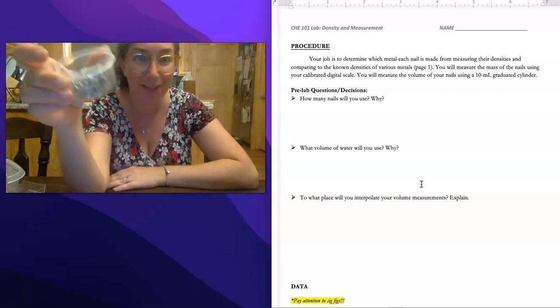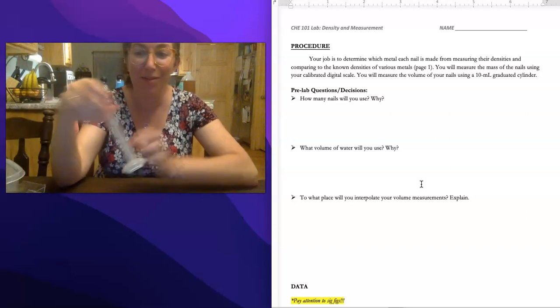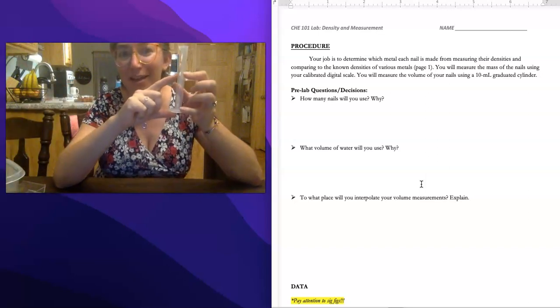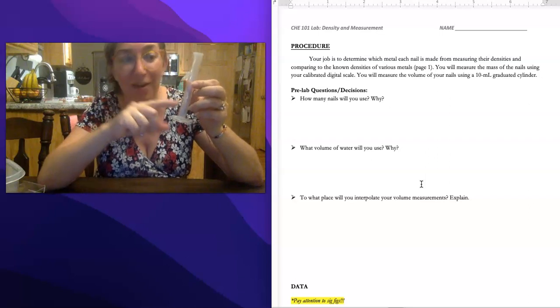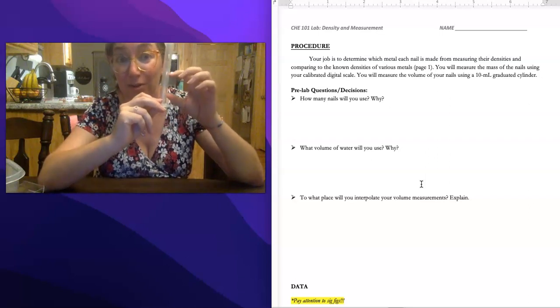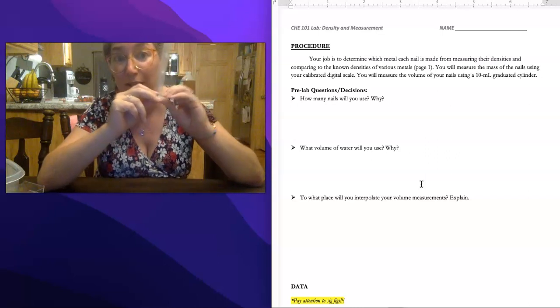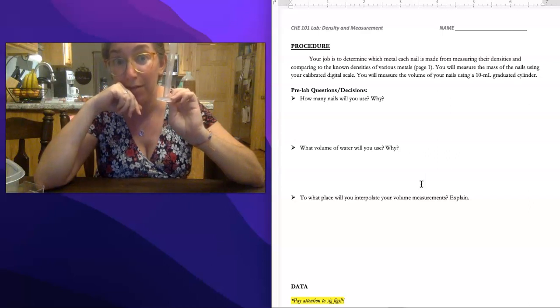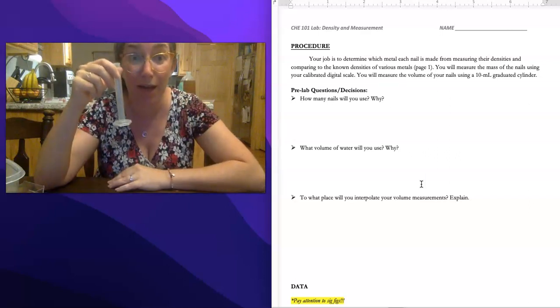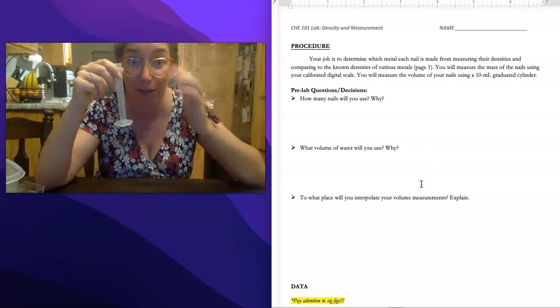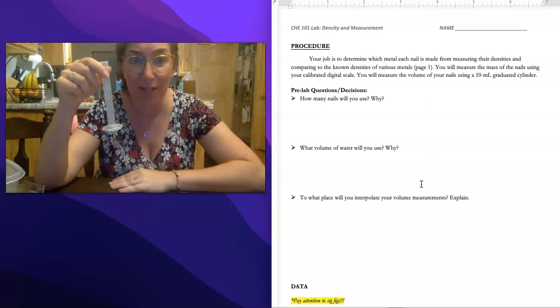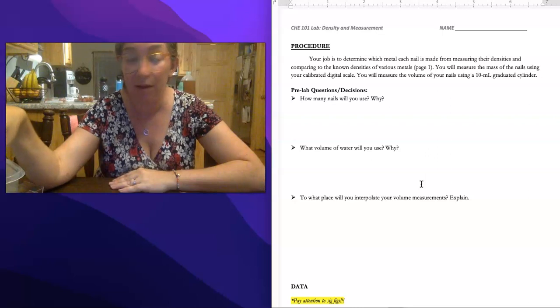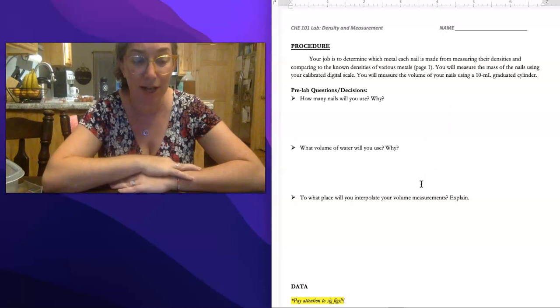Don't use all of them because you don't want to use more than can fit, right? If you need to be able to displace the water, you can't use a larger volume of nails than water. So you need to use somewhere in between 1 and a number that will be too large of a volume. Remember, when you're doing water displacement, everything needs to be submerged under the water in order to read that new volume. If you have any of them sticking out, then you're not getting an accurate reading.